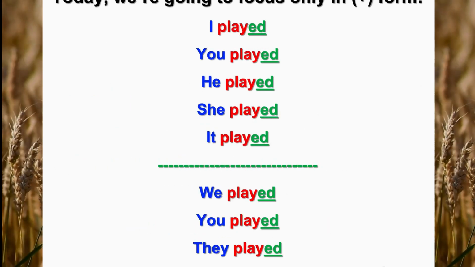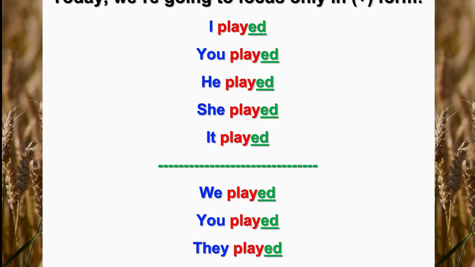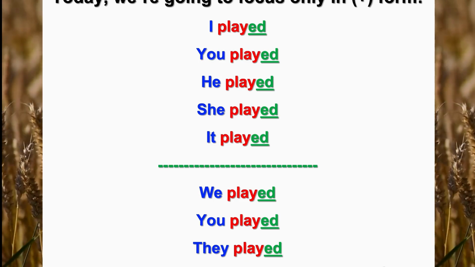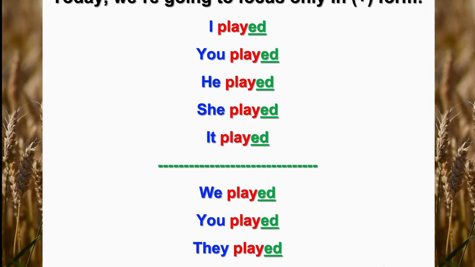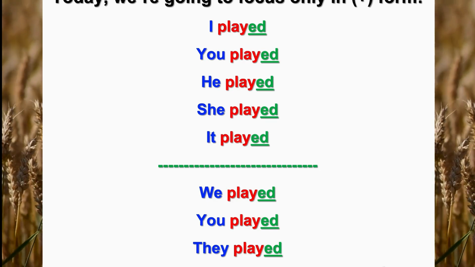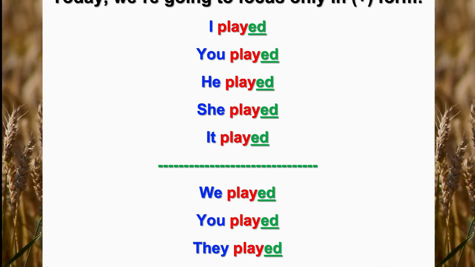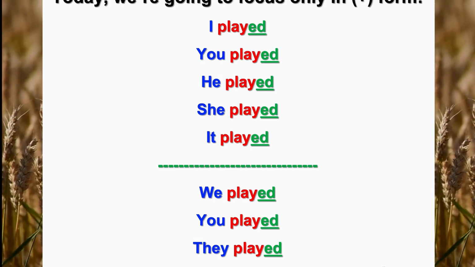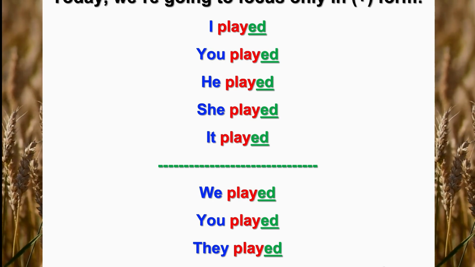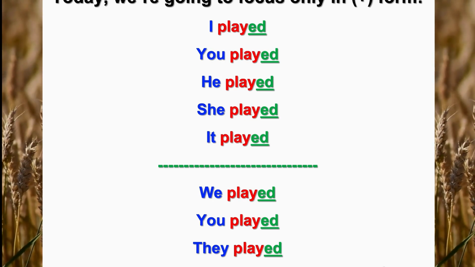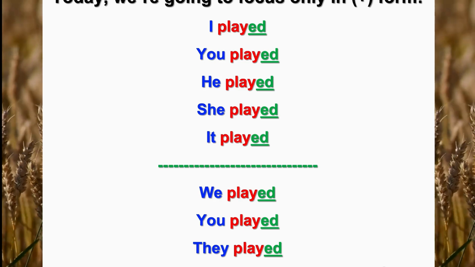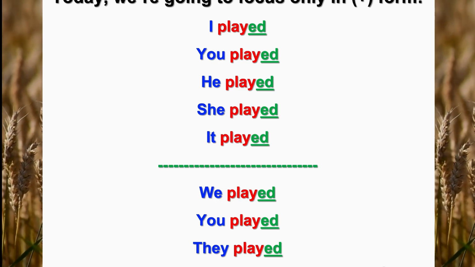Today we're going to focus only on the positive form. I played, you played, he played, she played, it played, we played, you played, they played. So these verbs take ed in the past because it's a regular verb. What I am going to repeat for you today is what I said in the three previous lessons. That played with ed, we can use it only in the positive form. We cannot use it in the negative form, and we cannot use it in the question form.